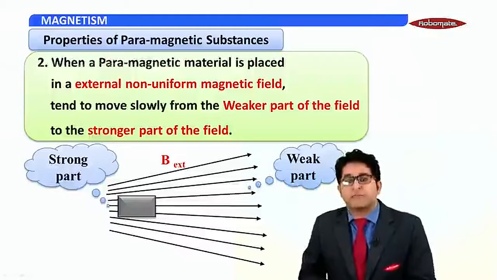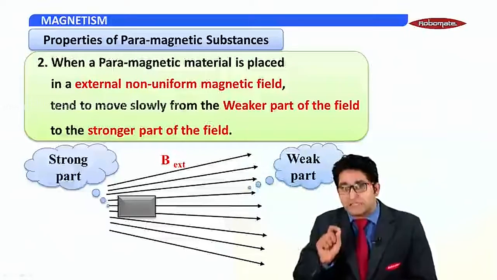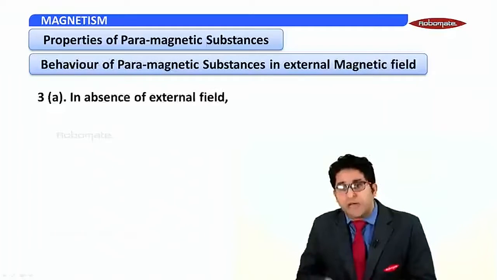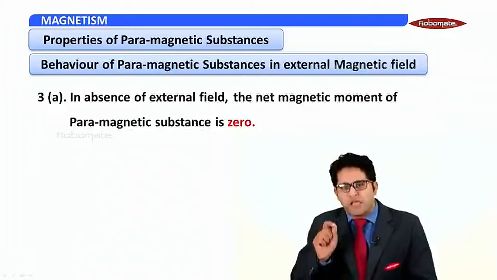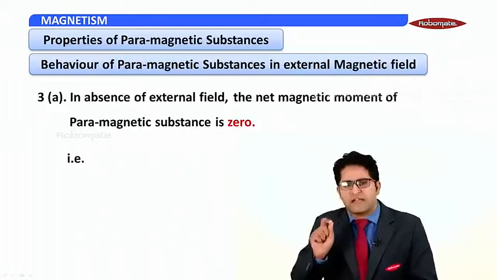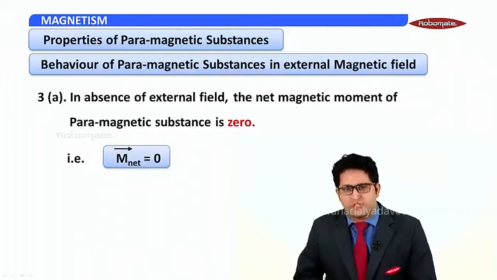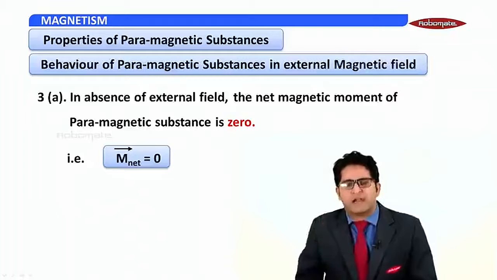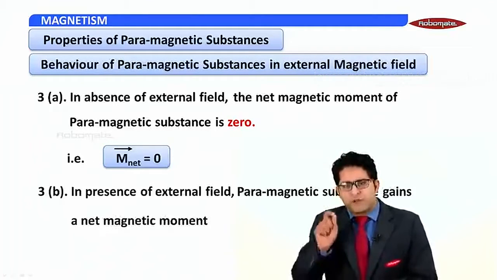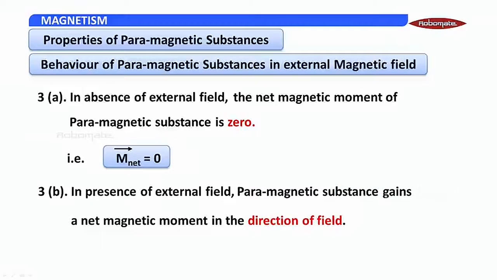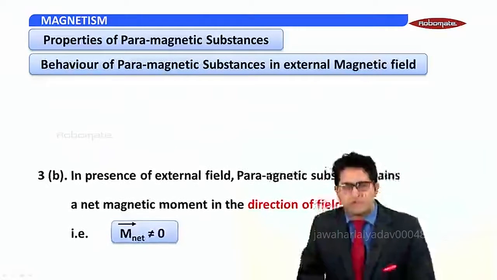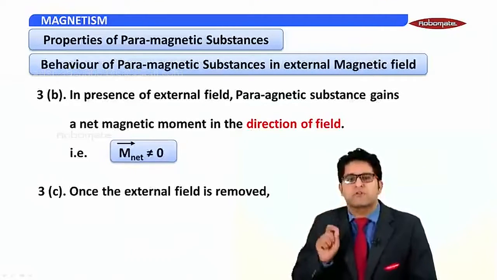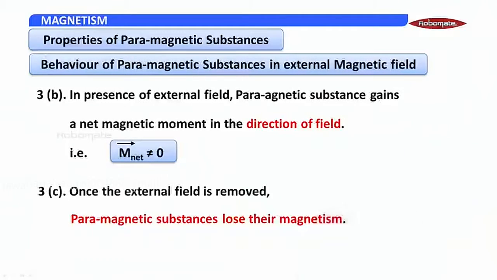Now let us see the behavior of a paramagnetic substance in an external magnetic field. When the external field is not there, the net magnetic moment of a paramagnetic sample is always zero. But when an external field is applied, the sample gains a net magnetic moment in the direction of the field, so in the presence of the field, the net magnetic moment is not equal to zero. And if the external field is removed, the paramagnetic substance will lose its magnetism. Now let us move towards the next property.